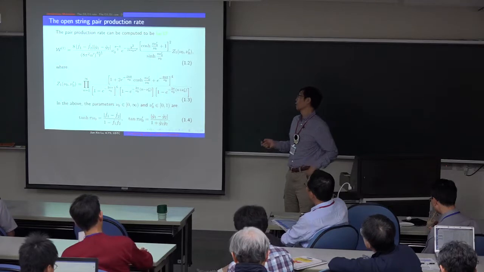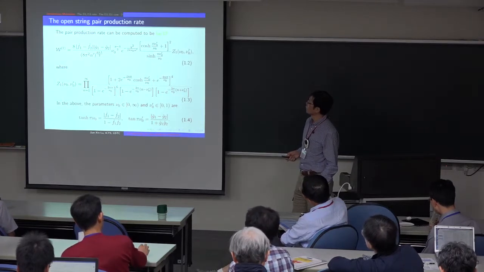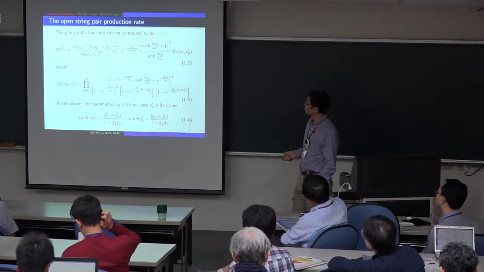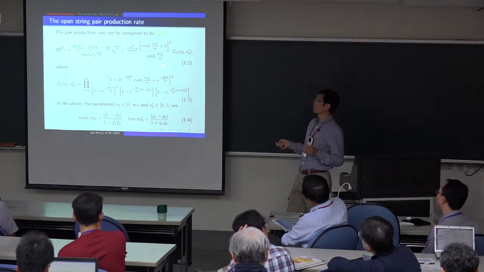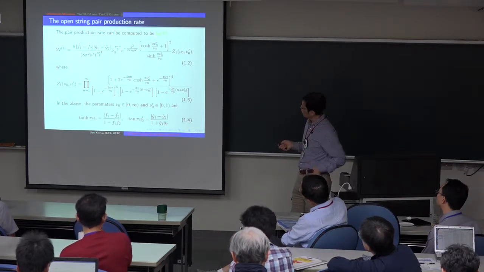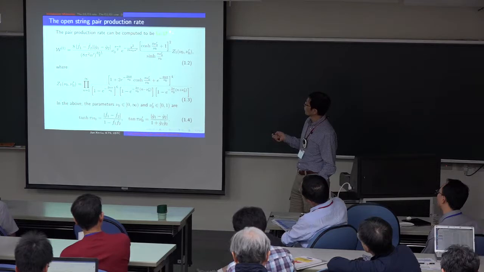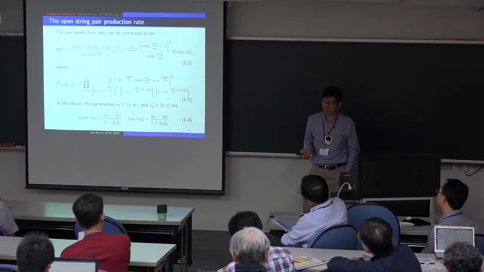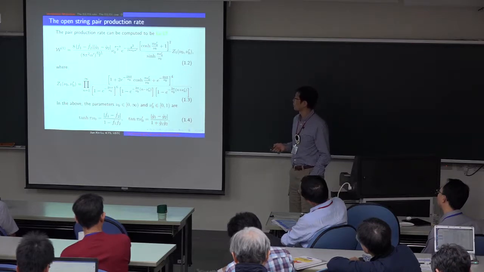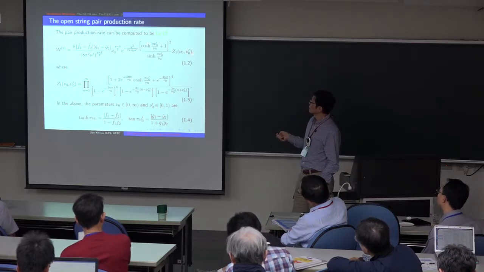So then we can calculate the pair production rate for the system with the flux I just described. If you're interested in the technical part, see the paper I quoted at the beginning, where we calculate this. I also discussed this in the last workshop. Okay, the rate is given as.